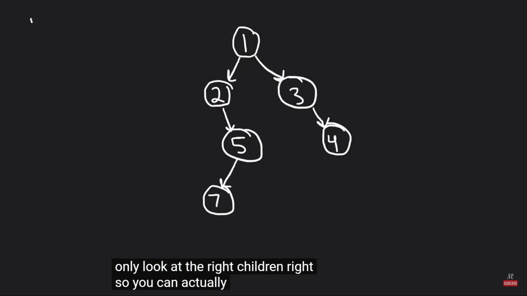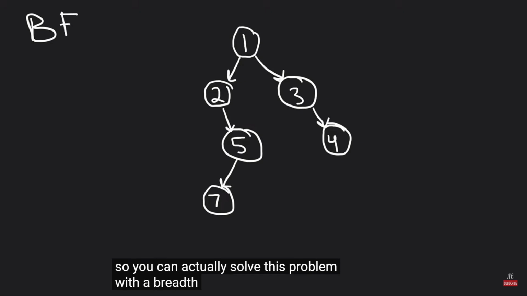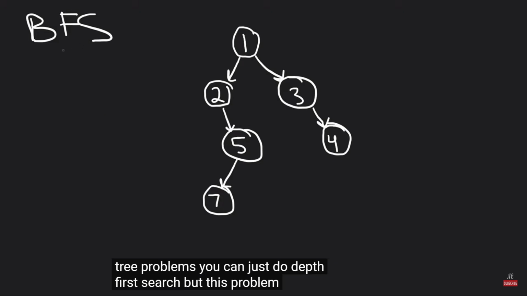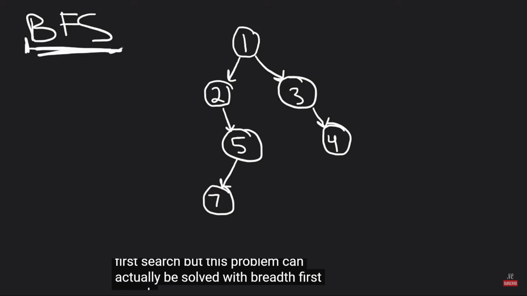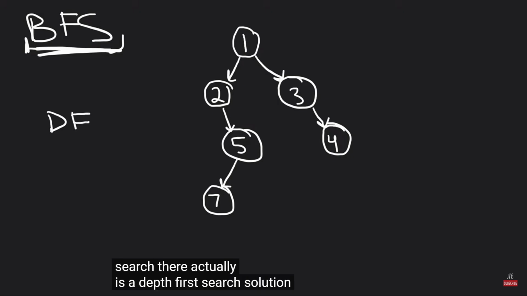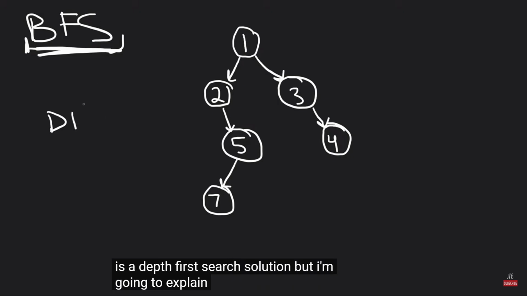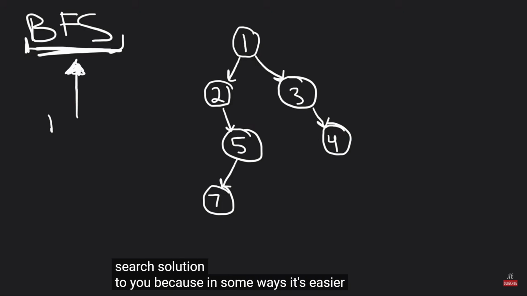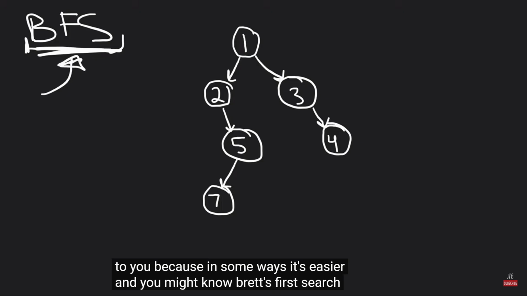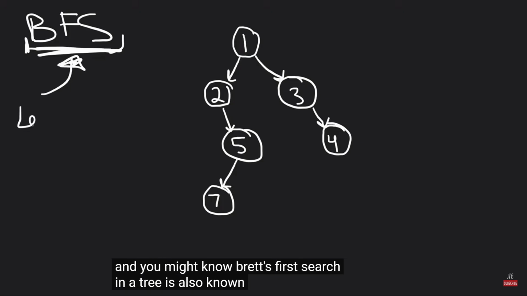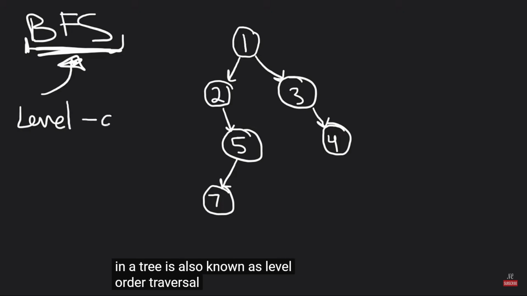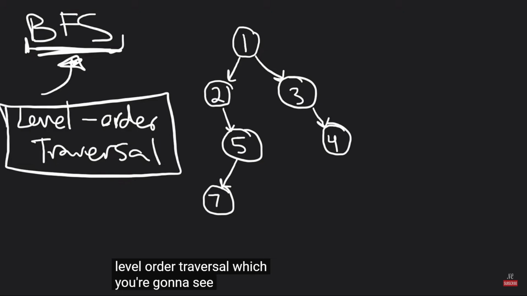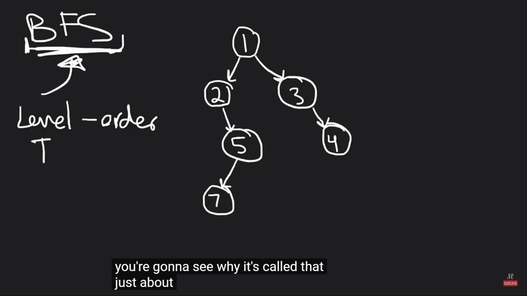So you can actually solve this problem with a breadth first search. I know most tree problems you can just do depth first search, but this problem can actually be solved with breadth first search. There actually is a depth first search solution, but I'm going to explain the breadth first search solution to you because in some ways it's easier. And you might know breadth first search in a tree is also known as level order traversal, which you're going to see why it's called that just about now.